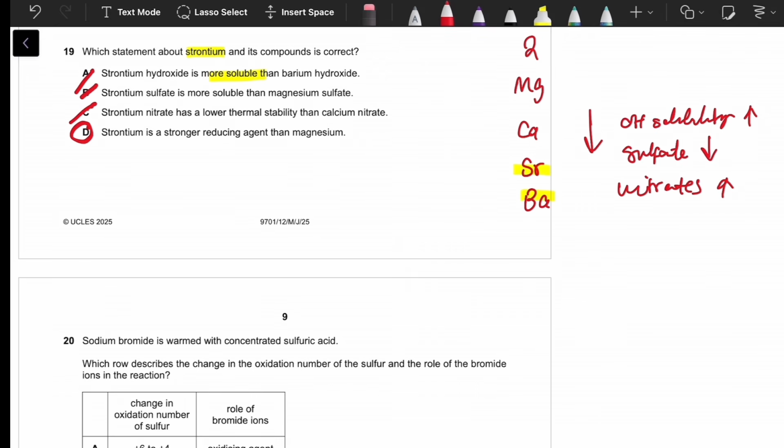This is because as you go down the group, you lose electrons more easily, because really what is happening is your shells are increasing, so less electrostatic forces between outer electrons and the positive nuclei.